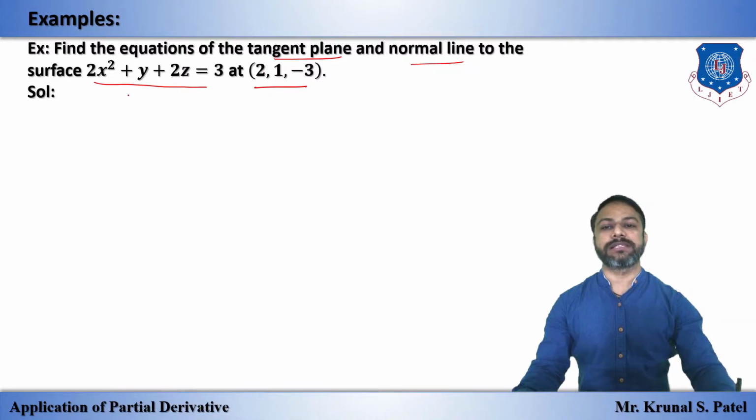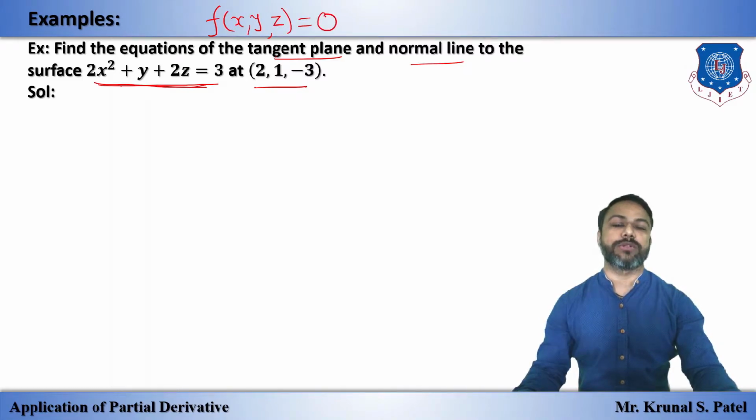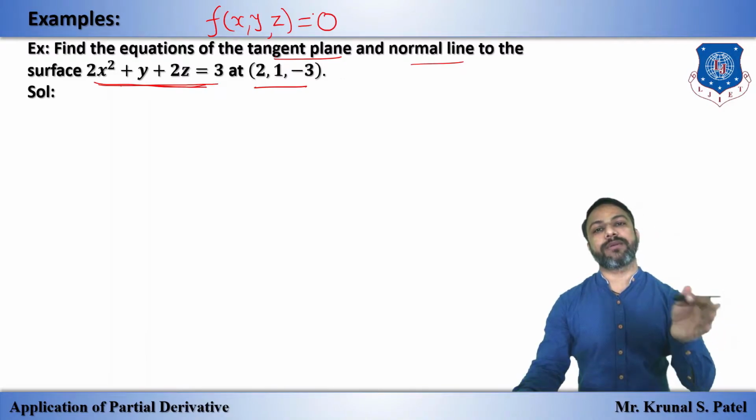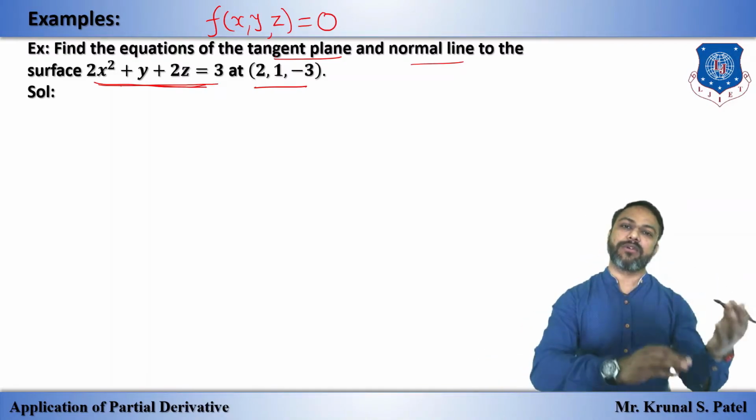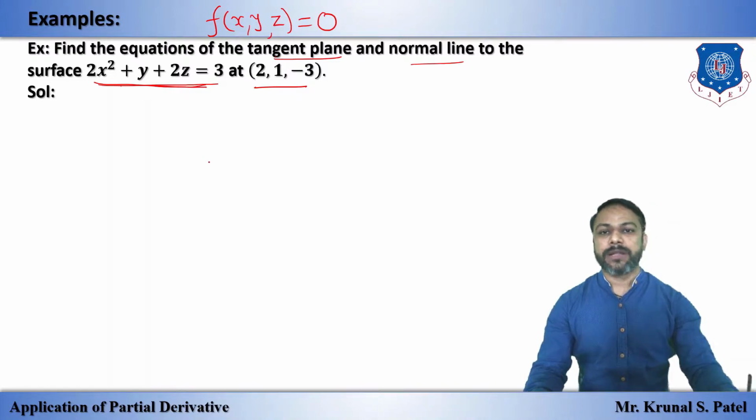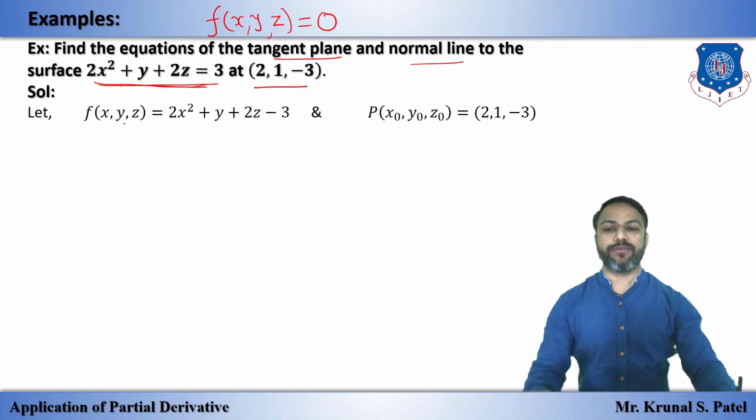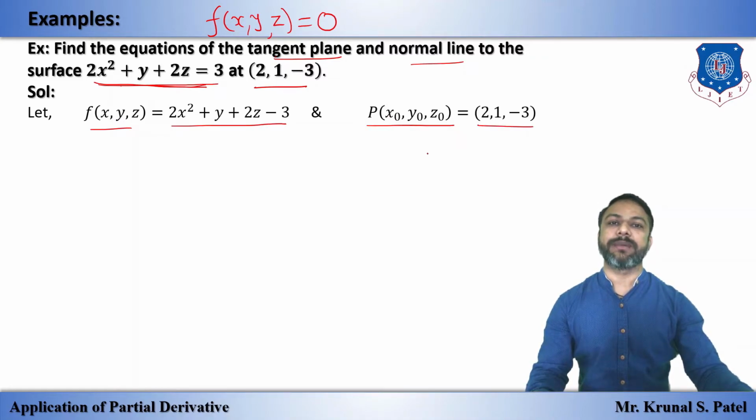First we write down the surface. As I told, we write f(x, y, z) = 0, that means we take each and every term to the left side, or we can take them on the right-hand side. Now f is equal to this surface, and point P is given by this. So x0, y0, z0 will be 2, 1 and -3 respectively.